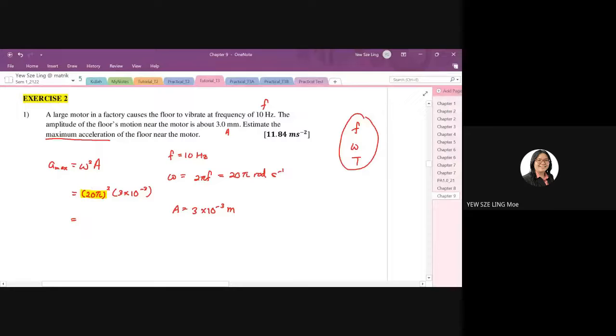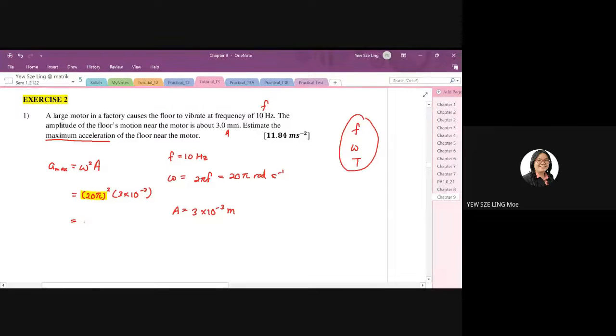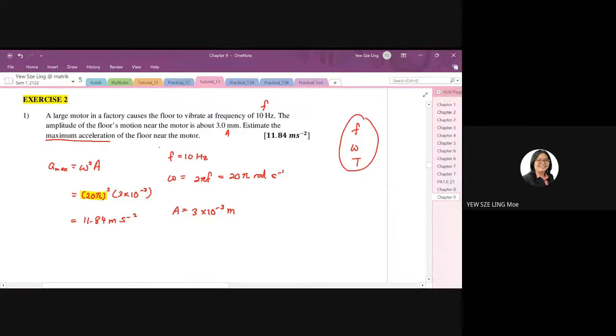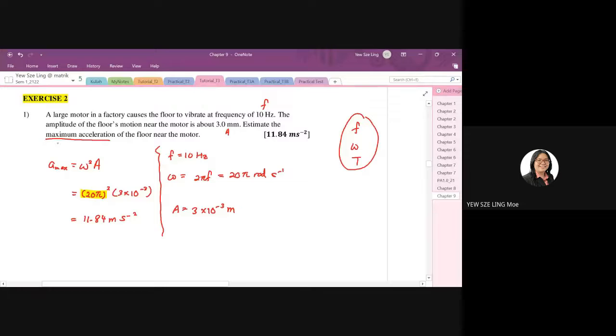If everything is correct, then eventually you will obtain 11.84 meter per second square. So 11.84 m s negative 2. That is the answer for question 1. Very simple. You're looking at a maximum acceleration, and we have just one equation, which is omega square A. Omega, we can calculate from frequency. A, we are given the value 3 mm, just that we change it into meter.